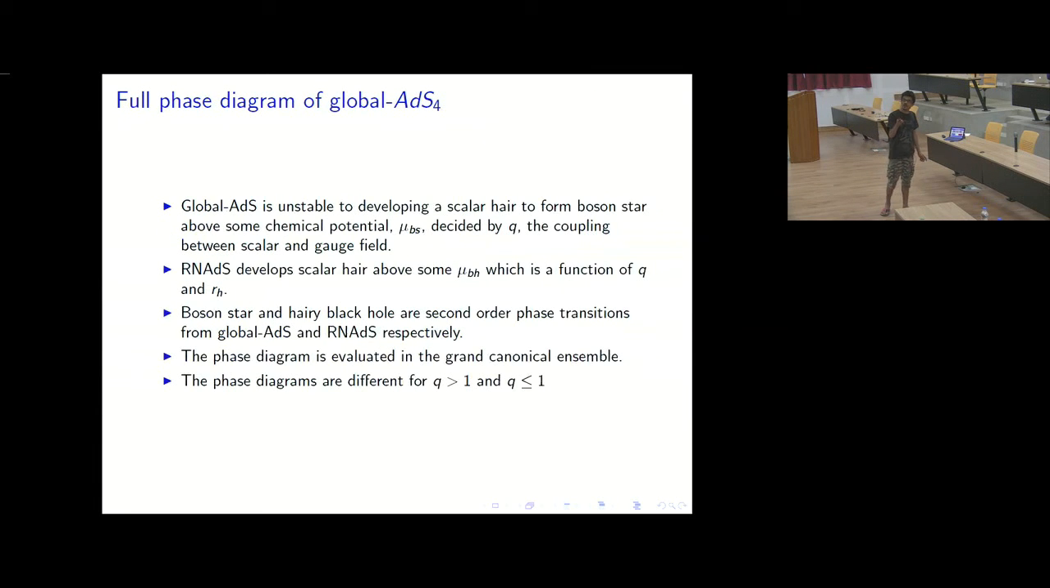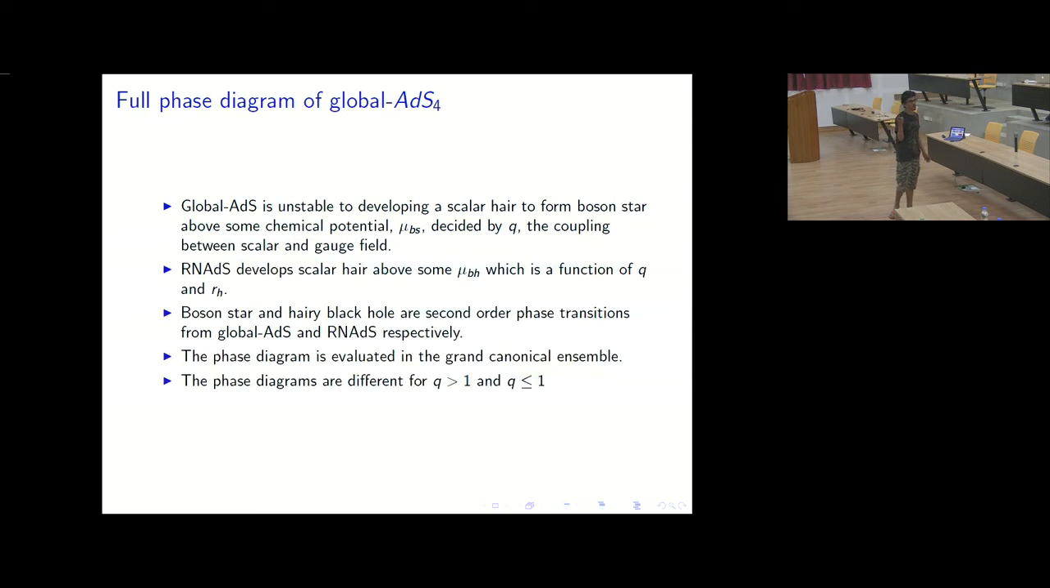For global AdS, if you keep increasing the chemical potential, it will eventually transition by a second order transition to the phase of a boson star. This chemical potential is effectively decided by the scalar to Maxwell field coupling. Similarly, RN-AdS develops scalar hair above some particular value mu_BA, which is a function of the charge, the coupling constant, and r_H. So the boson star and hairy black hole are second order phase transitions from global AdS and RN-AdS respectively. The phase diagram is evaluated in the grand canonical ensemble.